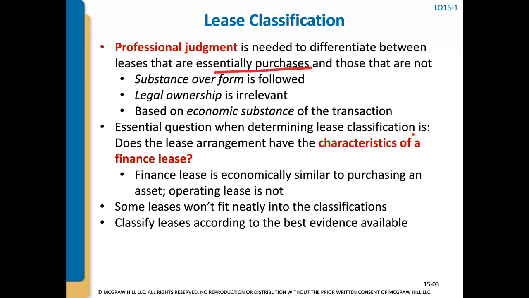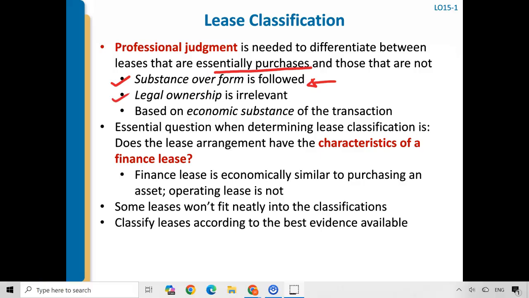So we look at substance over form. This means we look at what is actually happening versus what is legally on the paper. You can have a legal agreement saying it's a lease, but if it's structured more like a sale, then we're going to treat it more like a sale. The legal ownership is irrelevant, and it's based on the economic substance of the transaction.